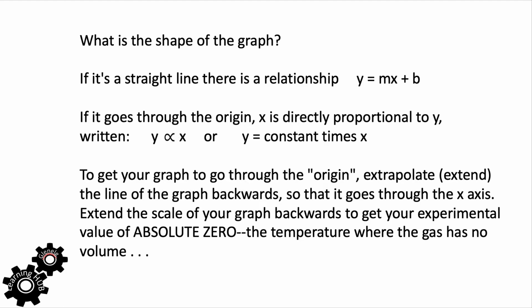Now, your graph, guessing here, is not going through the origin, and what we're going to do is rework the origin. You're going to extrapolate, extend the line of the graph backwards to the left with a ruler, so it's going to go through the x-axis. And the point at which your line of the graph goes through the x-axis is your experimental value of absolute zero, the temperature where the gas has no volume. Talk a bit more about that later too.